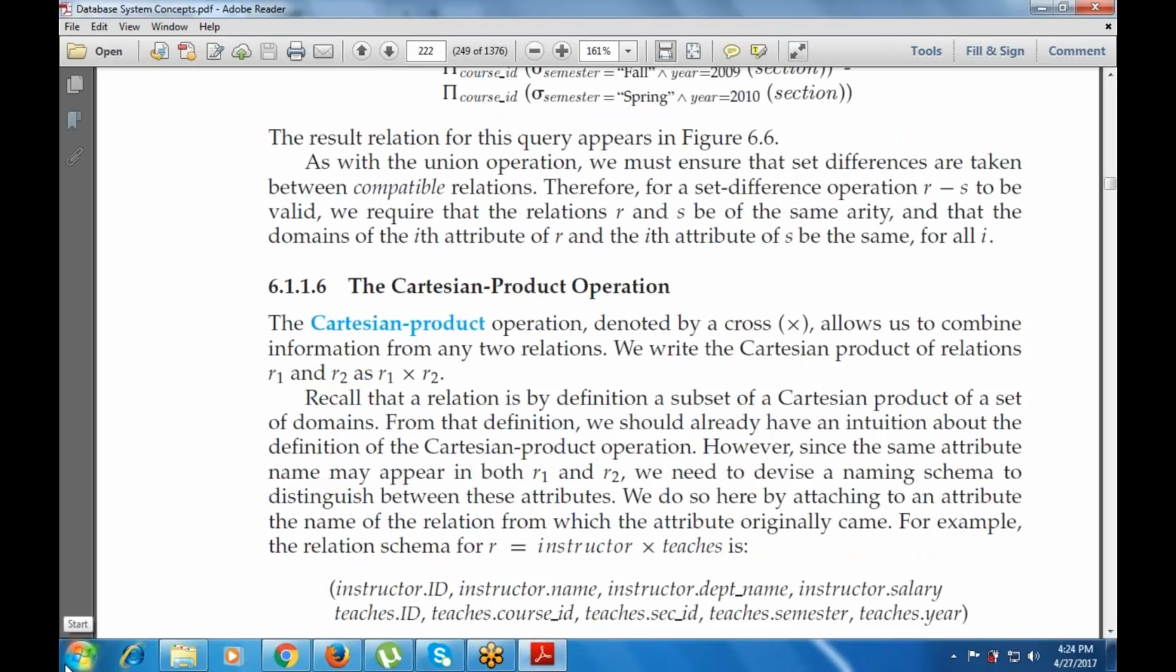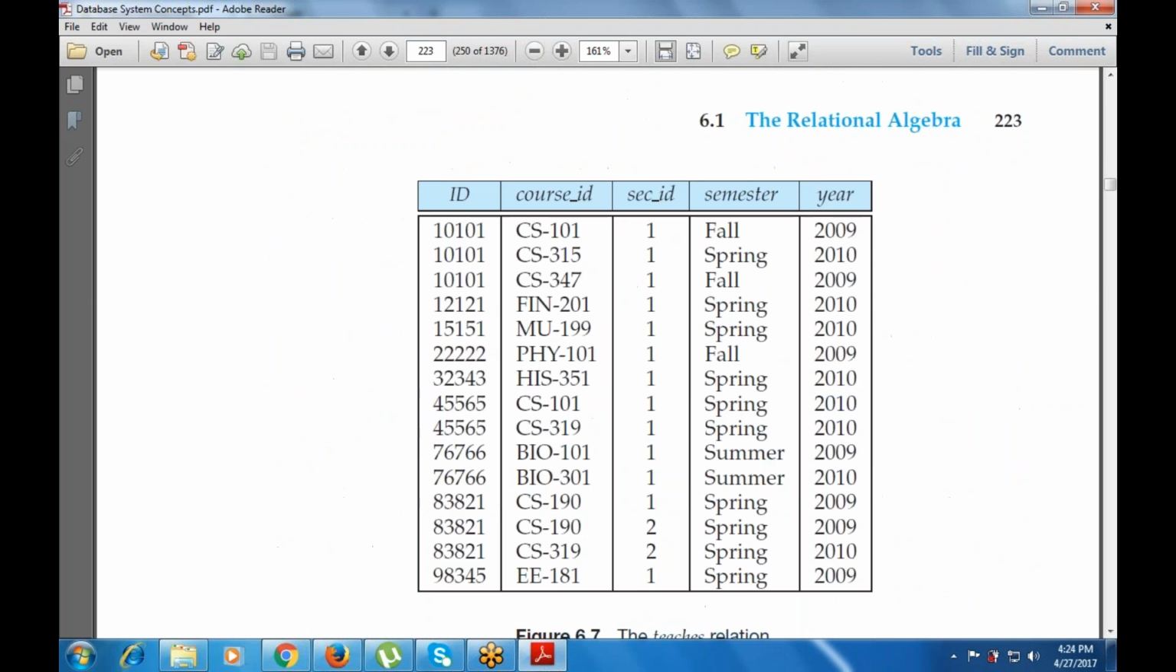Next is the Cartesian product. Alright, so read out select, project and the set difference. If there is any doubt, then please ask the doubts.